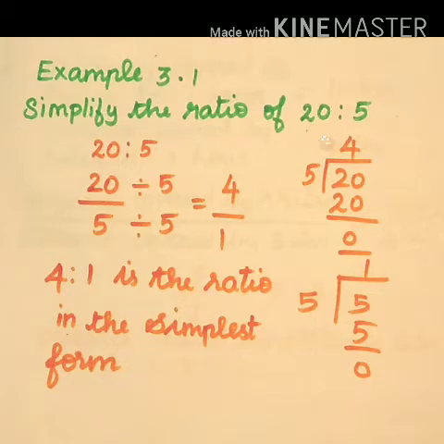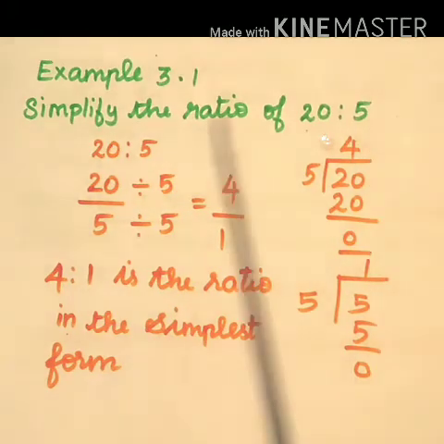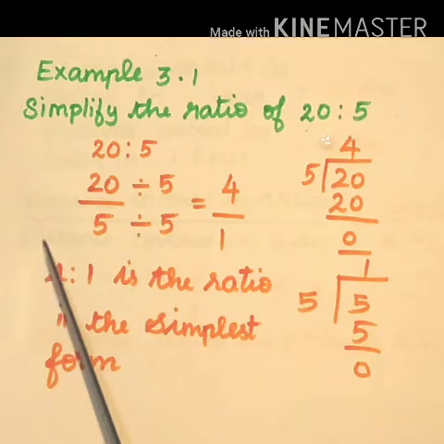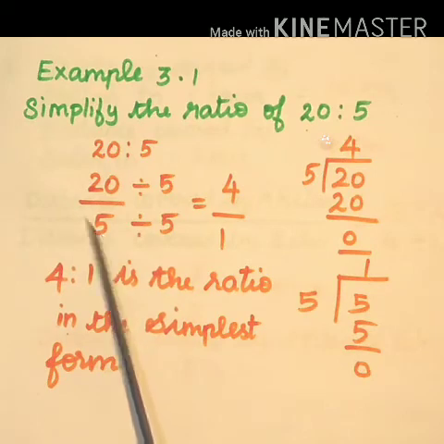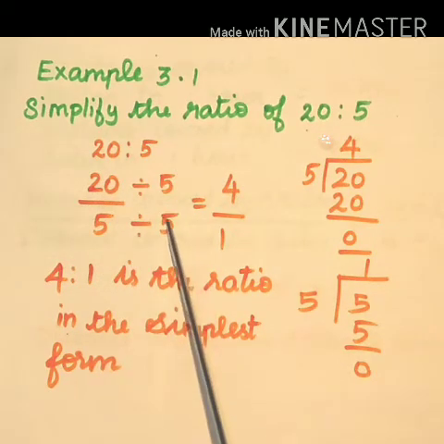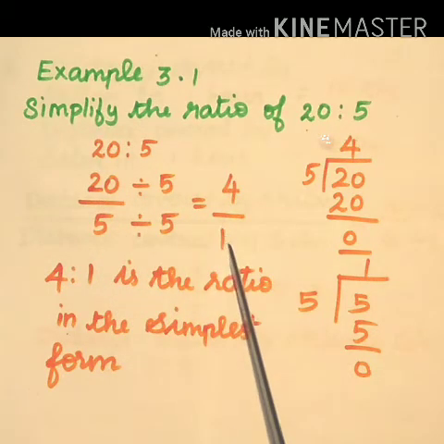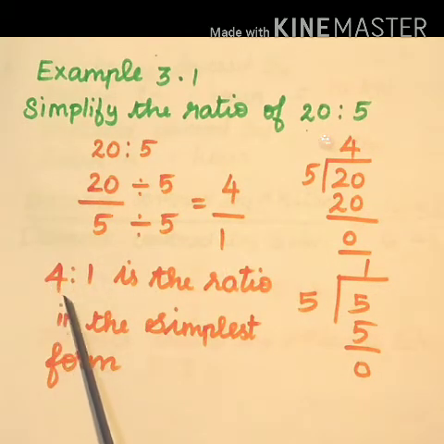Students, let's see how to simplify the given ratio. To simplify the ratio, only two steps are needed. First, you have to write the ratio in fraction form. 20 is to 5 as 20 by 5. Then divide each quantity by its common multiple. Here 20 is in the numerator, 5 is in the denominator. Both numbers are divisible by 5. So 20 divided by 5 is 4, 5 divided by 5 is 1. Further you can't simplify it. So write it as 4 is to 1, a ratio in the simplest form.